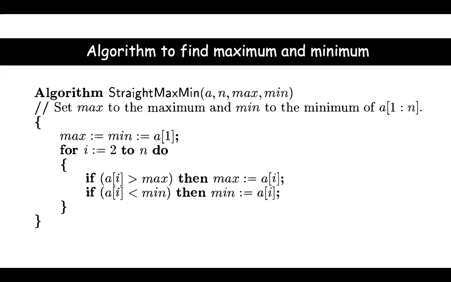Okay, program name is straight max min. A is an array, n is number of elements, max and min are two variables for which finally we'll assign the maximum element and minimum element. First, initialize these two variables to first element in the array. A of 0 it is. For our understanding, in algorithm, it's just written A of 1. So first element is assigned to max and min variable.